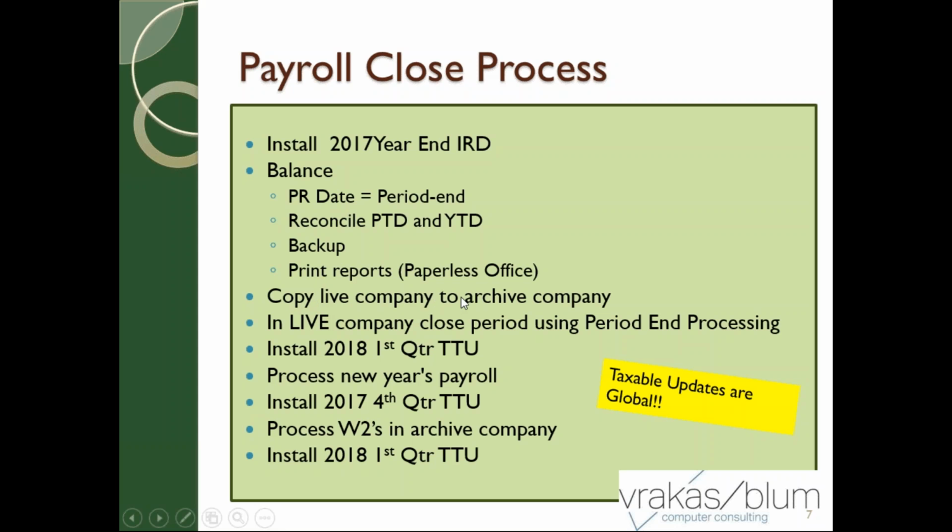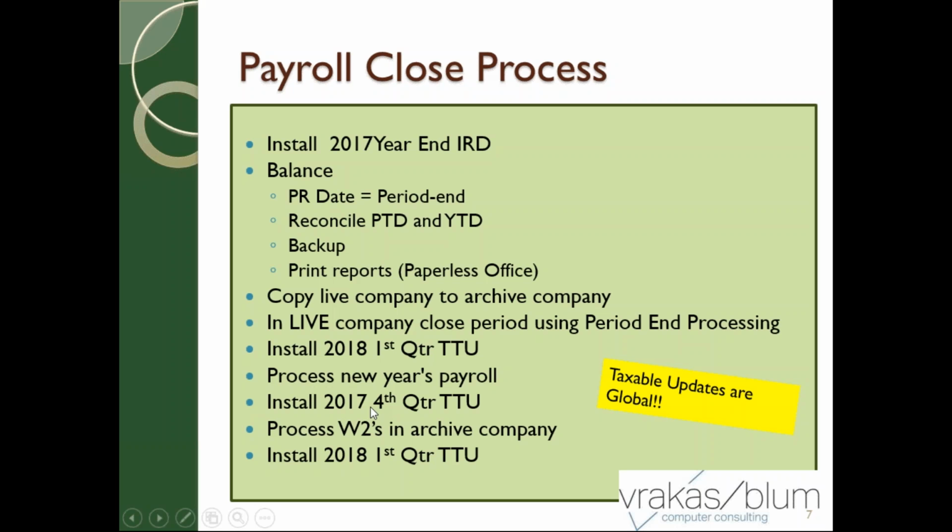The next step would be to copy the live company to an archive company. And then in that live company, you're going to close your period using period end processing. Once you have closed the period, you're ready to do your first payroll. But before you do that, make sure to install the first quarter 2018 tax table update. Then process your New Year's payroll.